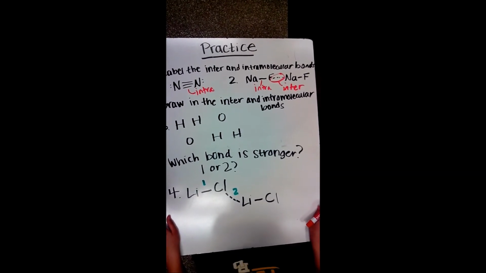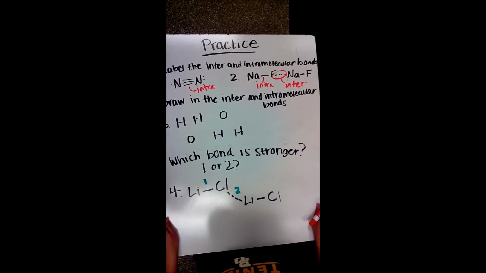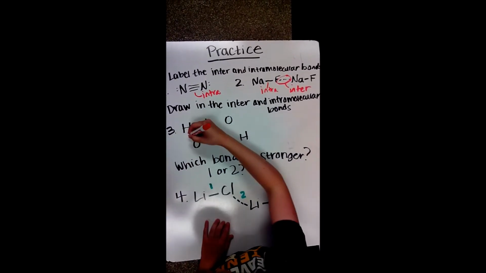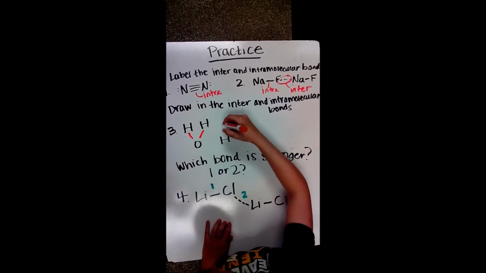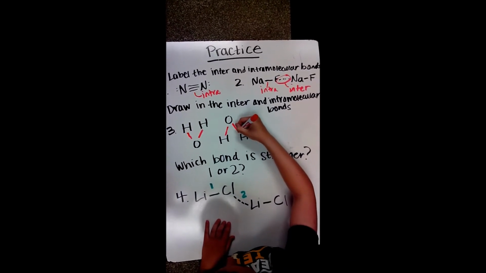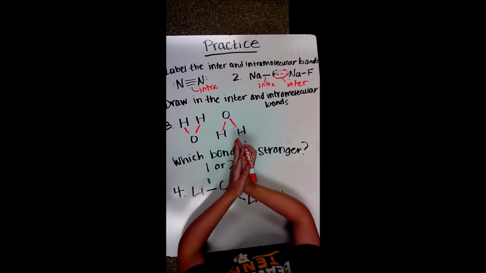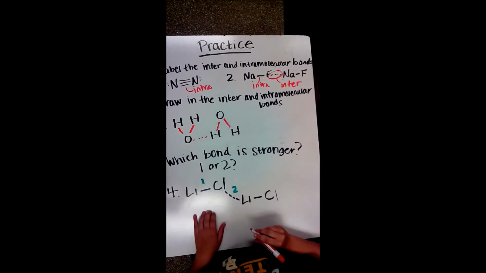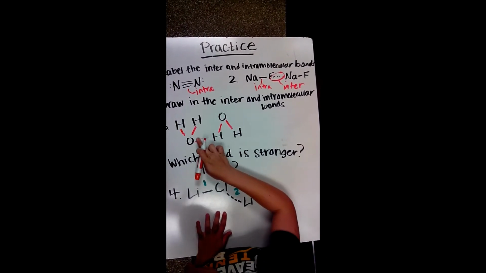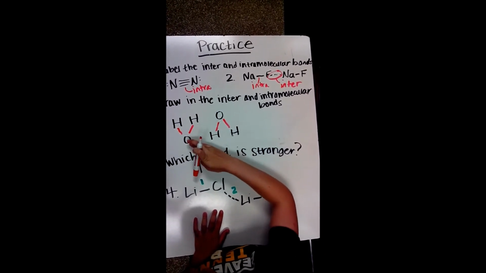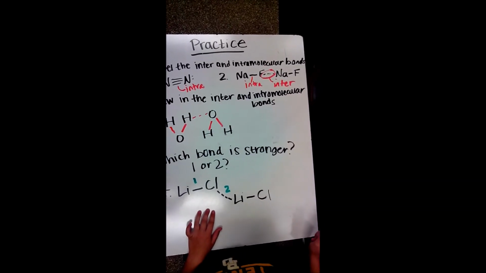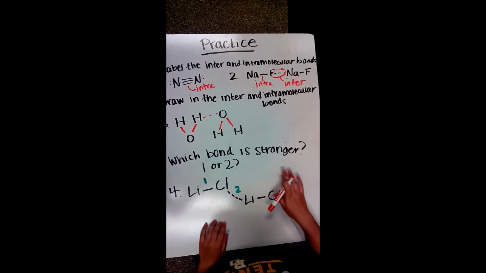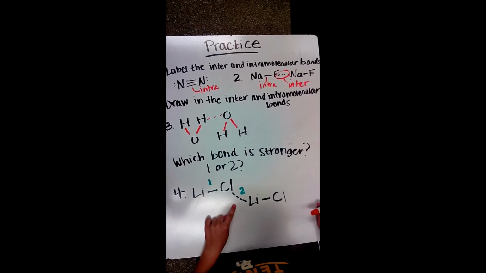Now let's go over how to draw the intra and intermolecular bonds. Here we have H2O. So if we have two compounds, we have to combine them with intramolecular bonds. And then we'll combine the two compounds to make an intermolecular bond. And you could have either made a bond there or could have made your bond there. Both answers are correct.